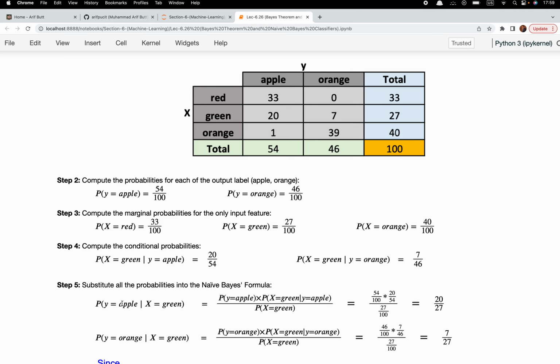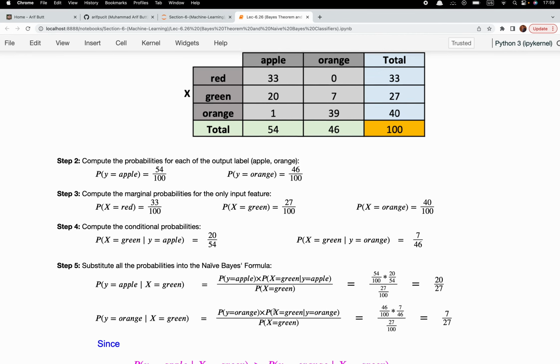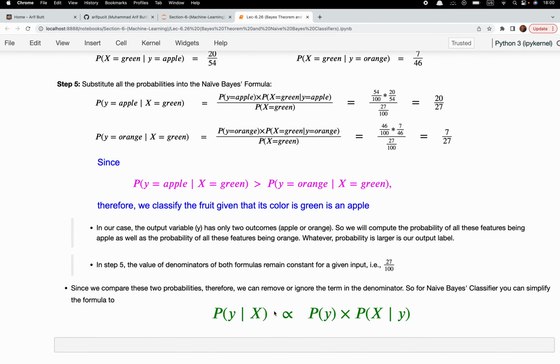Also note that in step 5, the value of this denominator for calculating both the probabilities is the same. That is, probability of x is equal to green, that is 27 over 100. And since we are just comparing these two probabilities, we can ignore the term in the denominator. The simplified formula for naive Bayes is shown in green over here, where I have just injected the proportionality instead of the equality. So we have just removed the probability value in the denominator.